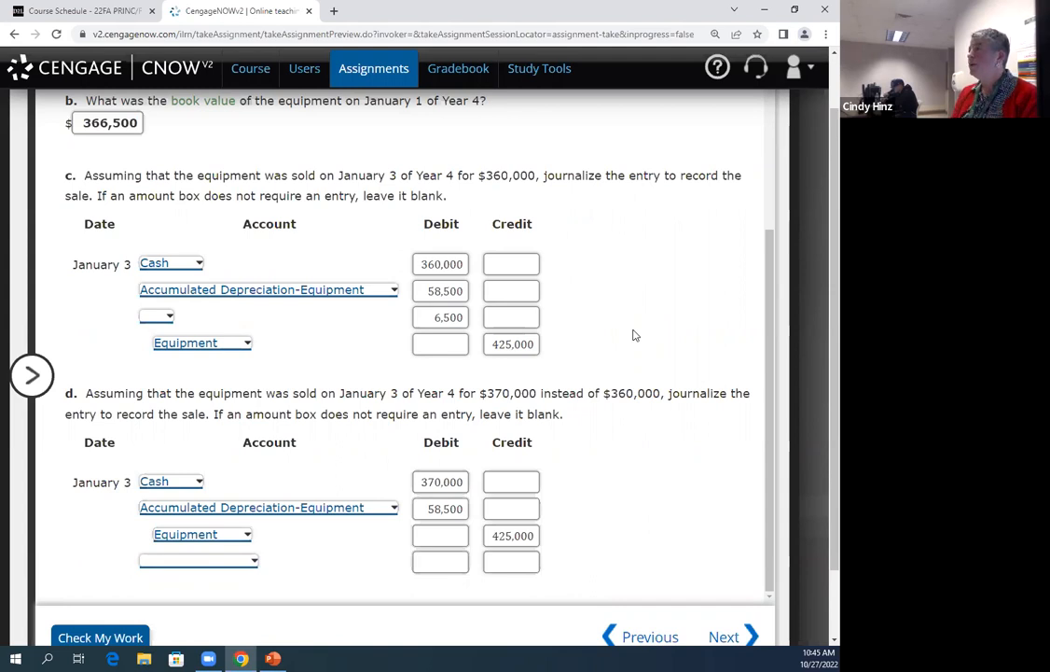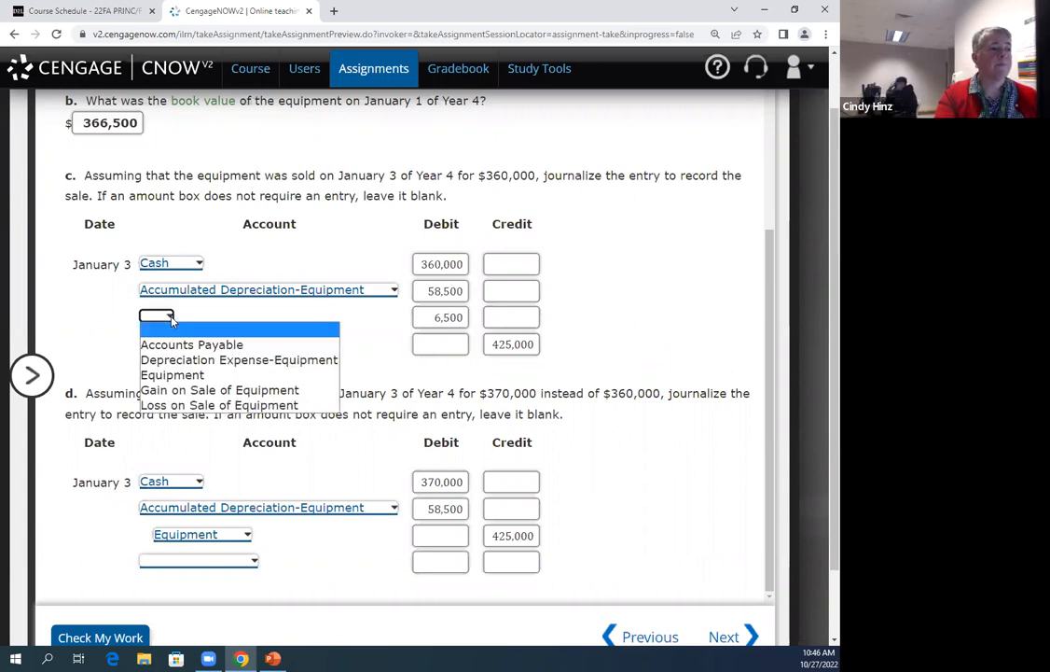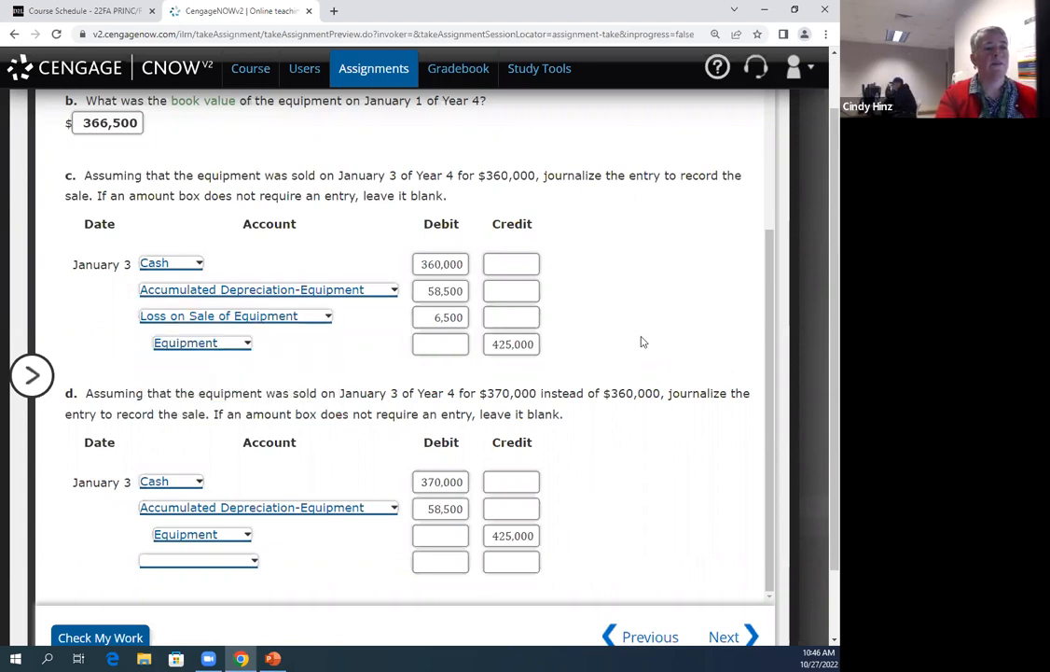We sold the equipment for less than the book value, right? In B, we said the book value, once I fixed it, was $366,500, but we only sold it for $360,000. That $6,500 is the loss that we took when we sold the equipment. Loss on sale of equipment. What does that really mean, though?